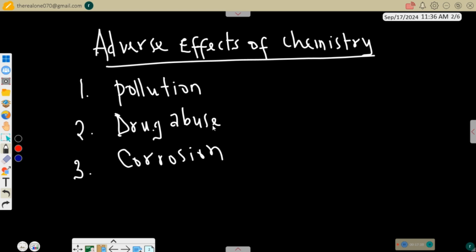Then drug abuse. Chemistry produces some drugs that are harmful to humans, and then some people use drugs without a doctor's prescription, and some of the drugs that chemistry produces are intoxicants. They make the youth go crazy. So many of that. And then corrosion too. Corrosion is also one of it, because iron rust is the meaning of corrosion. Because of some chemical process that happens every day, you will see that some gates are rusting, some iron materials are rusting. So this is one of the adverse effects of chemistry.